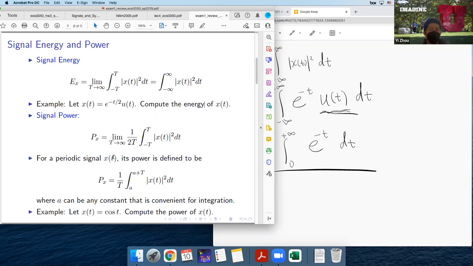In particular, if the signal is a periodic signal, we can calculate the power by using this simplified formula, where A is any arbitrary constant. We just need to evaluate this integration over one period of the signal, from A to A plus capital T. For example, if we want to calculate the signal power for cosine t, we can leverage this periodic formula.